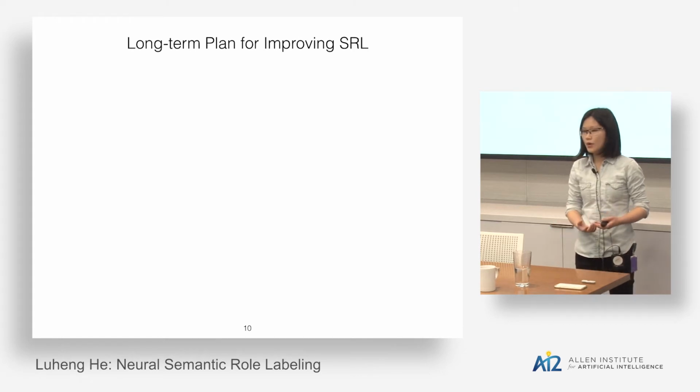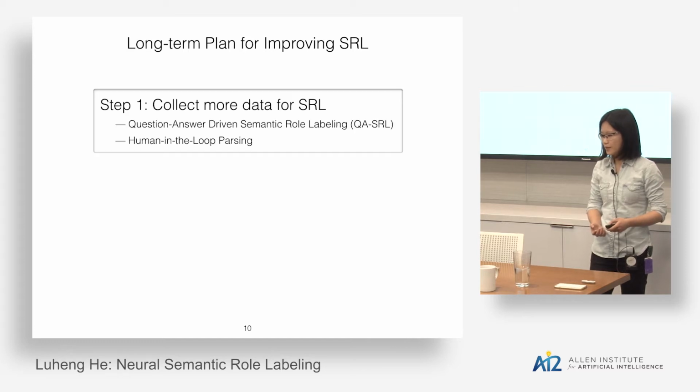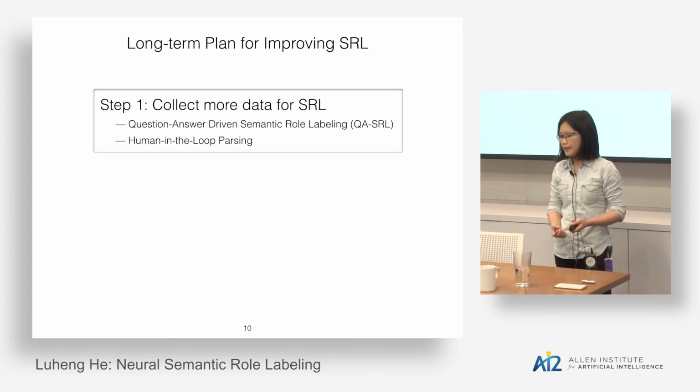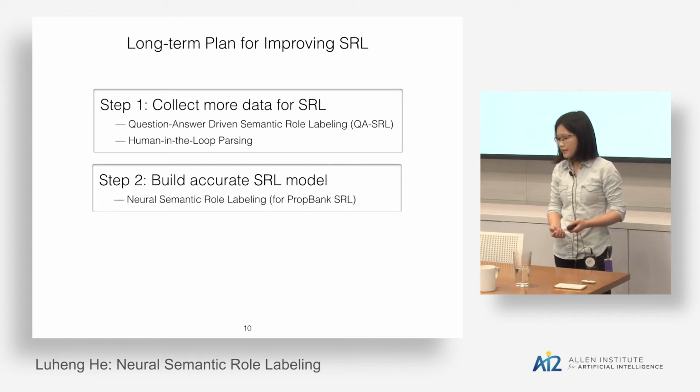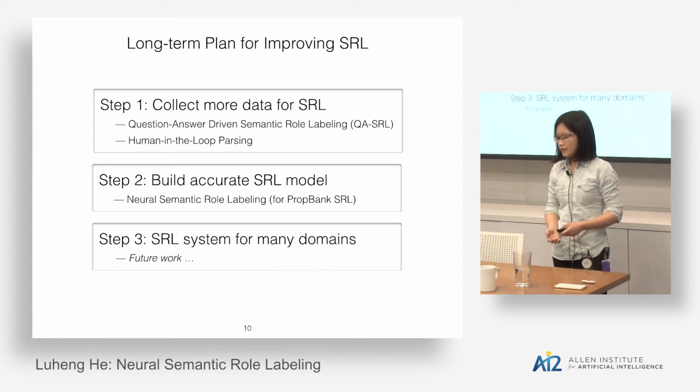So our long-term goal is to improve semantic role labeling and make it useful for many different domains. And the first step is to collect more data cheaply, so that we can collect data for many different domains. In the next few slides, I will describe the work we've done for collecting data. And the next step is to build an accurate SRL model starting from the PropBank SRL, which will be the focus of this talk. And the third step is to combine what we have done for the data and for the model, and try to build a very useful SRL system.